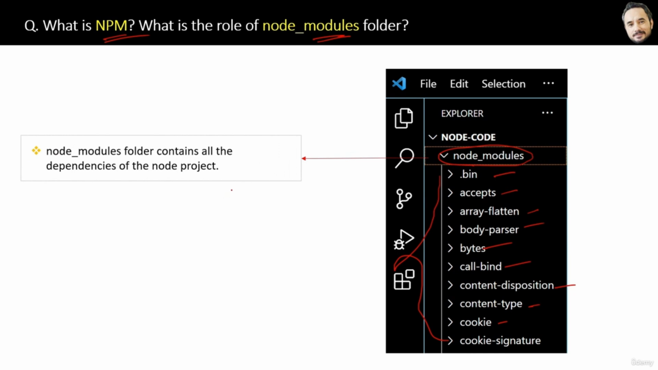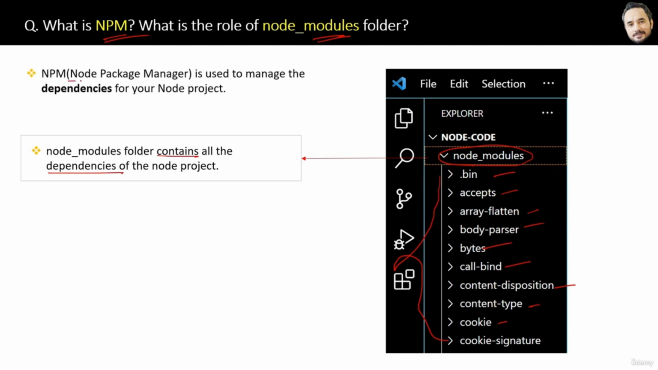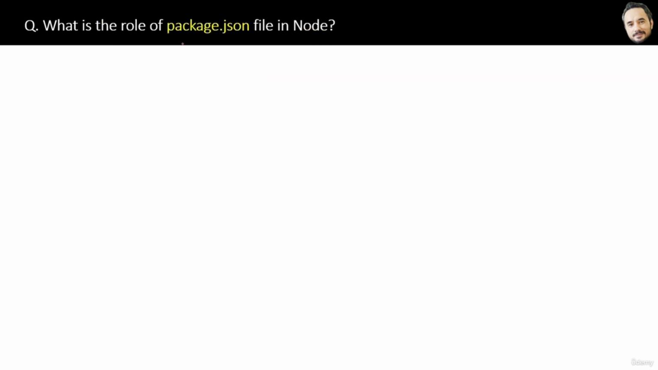What are node modules then? The node modules folder contains all the dependencies of the node project. And what is npm? npm is the node package manager that manages this node modules folder. Okay, or you can say manage these dependencies for your node project. That is npm.